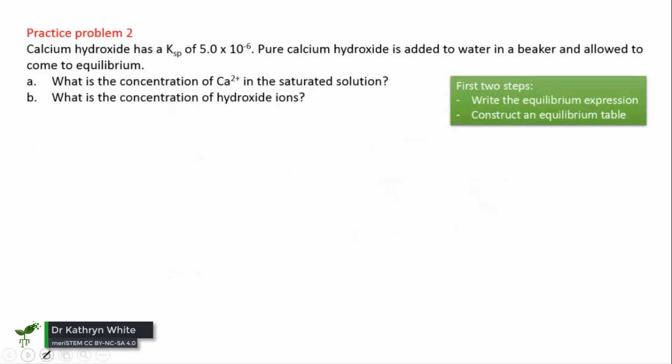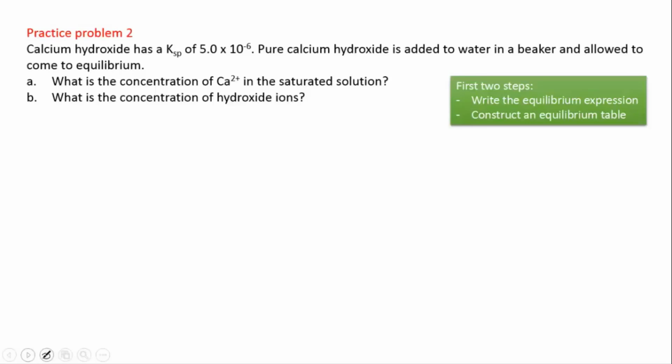Alright, so let's try this. We've got calcium hydroxide, which has a KSP of 5 times 10 to the minus 6, and we're going to add some pure calcium hydroxide to water and allow it to come to equilibrium, and then work out the concentration of the calcium ions in the saturated solution.